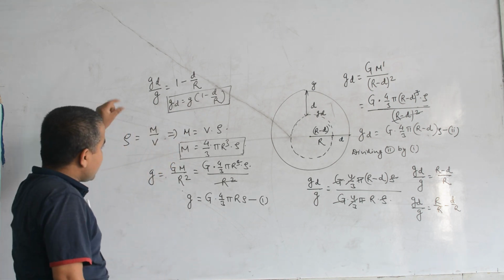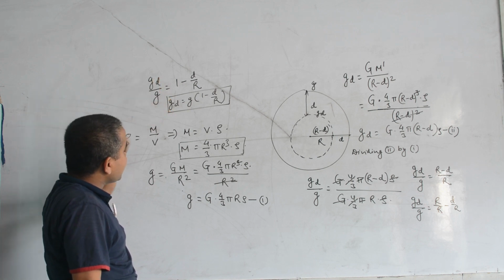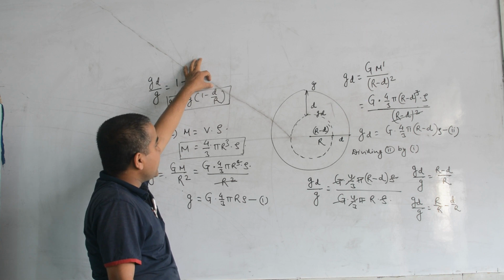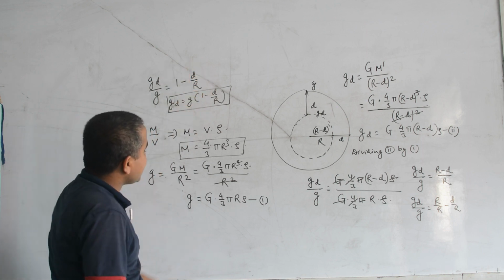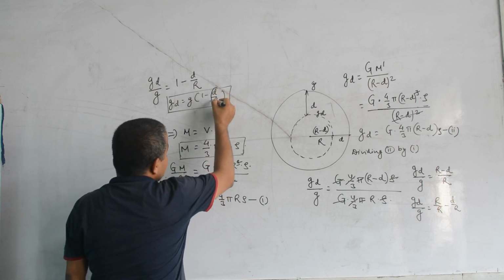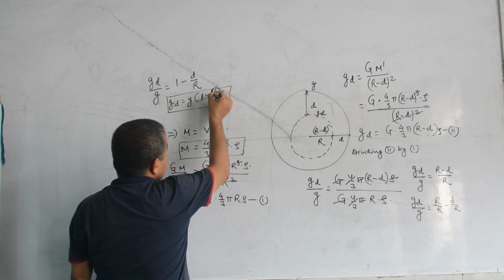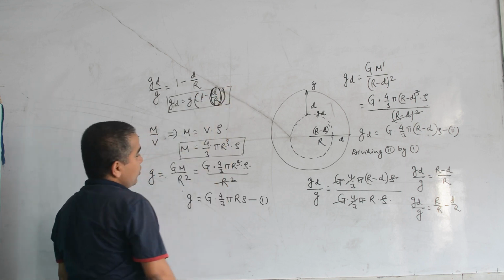Now you can see here, what will happen? Will the value of acceleration due to gravity increase or decrease? We can analyze from this relation. Depth is always positive, and depth is always less than radius, which means this fraction is less than 1. So when you are subtracting a fraction which is less than 1 from 1, this overall term is going to be less than 1.